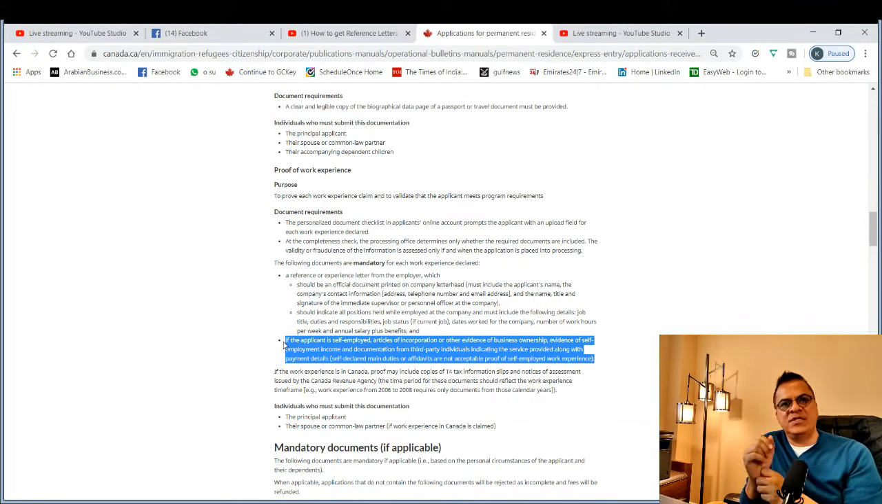Now, if the applicant is self-employed, articles of incorporation, which basically will establish how your business was set up, or whether you're a partner, whether you are an owner, whether you're a shareholder, or other evidence of business ownership. So if your company was not incorporated, it's not an LLC, it is not a private limited, it is not some sort of a corporate formation, any other evidence of business ownership.